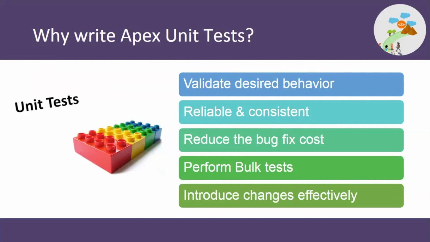As you move ahead in the development cycle, the effort required to fix a bug increases, right? So when the effort increases, automatically it is an expensive affair, right? So one of the other things that Apex unit tests help us achieve is that they help us reduce the bug fix cost, right?